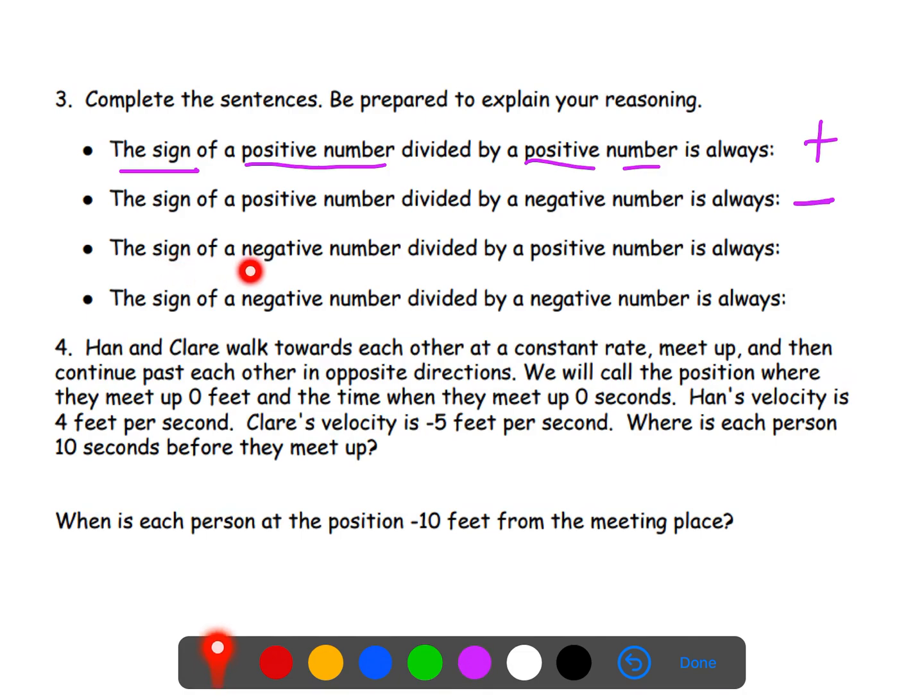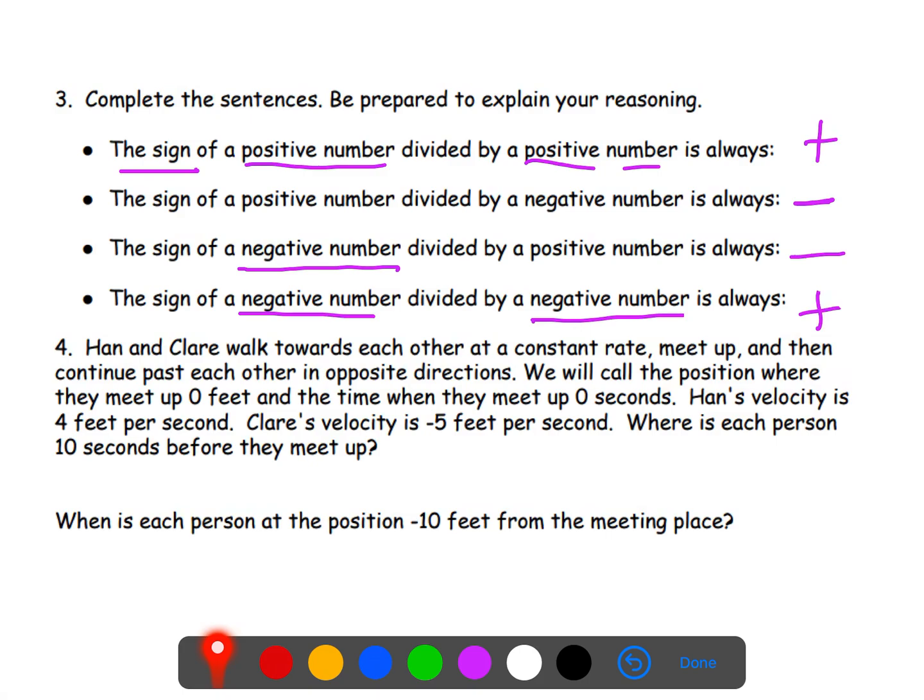Now they just reverse it, the sign of a negative number divided by a positive number, and that makes no difference with this rule. We still just have one negative number, so we'll have a negative quotient. But if we have two negative numbers, we get a positive quotient. And that's it. Again, that's the same rules from multiplication. If one of our factors is negative, our answer is negative. If one of our numbers in our division problem is negative, our answer is negative. But if they're both negative, then it becomes positive.